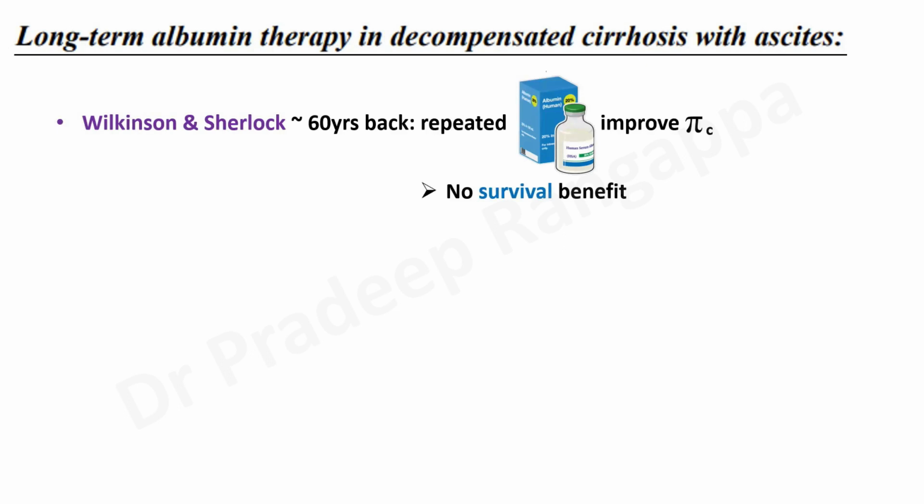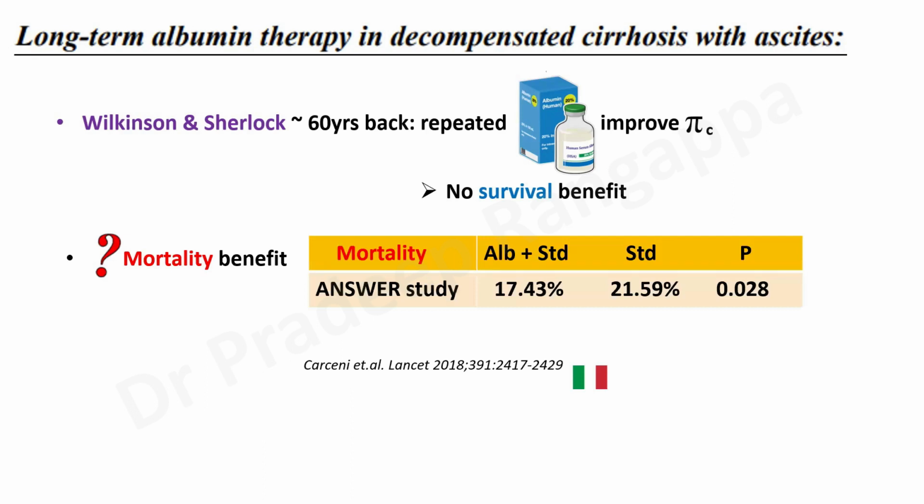Then a few landmark trials came to look at whether there is any mortality benefit. One of the landmark trials was the ANSWER study. This came from Italy, where they used albumin along with the standard therapy and compared to the group which got standard therapy for up to 18 months. They treated patients with albumin for 1.5 years at a dose of maybe 40 to 60 grams every week. And here they showed that albumin with standard therapy showed much lesser mortality as compared to only standard therapy.